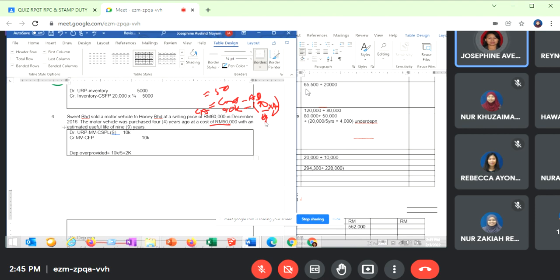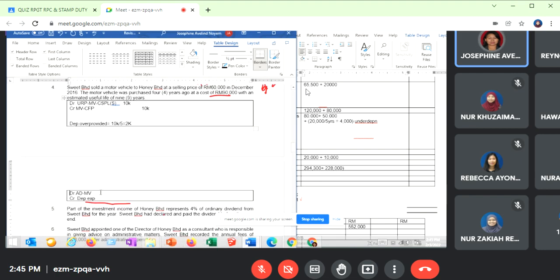Okay, credit the depreciation expense. All right, and you will debit the accumulated depreciation on this motor vehicle. Okay, so you must know what is meant by depreciation over provided, what is meant by depreciation that is under provided. So this depreciation is over provided by 2,000.